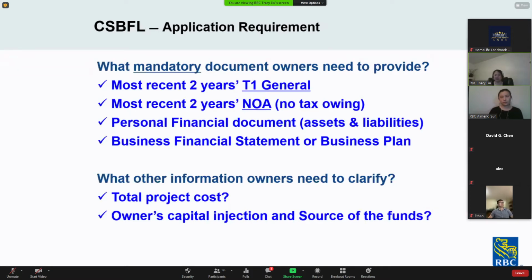We also want to know the source of funds. You can't just file an income tax return for no more than $10,000 a year and suddenly have $500,000 in your account. That will be questioned for sure. But again, case by case, and this is a very strong program that RBC does.